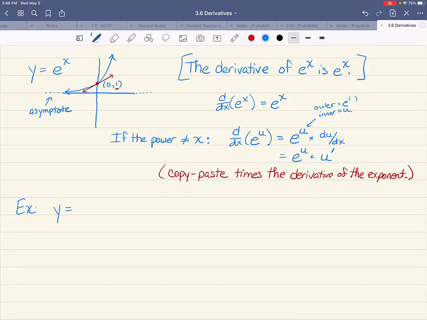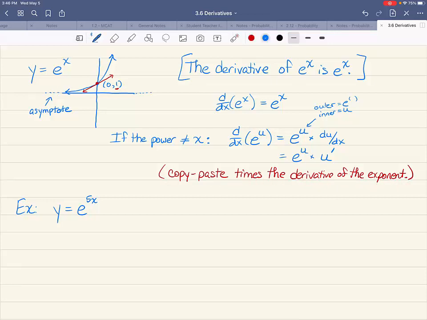My first function is y equals e to the power of 5x. So my 5x is like my u. I'm not going to make you change it to a u and then change it back. We don't have to go there. We're going to make it very simple on ourselves. We're going to think what I wrote in red here: copy, paste times the derivative of the exponent.